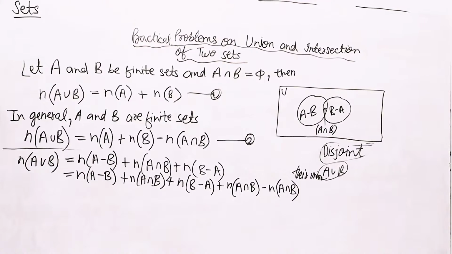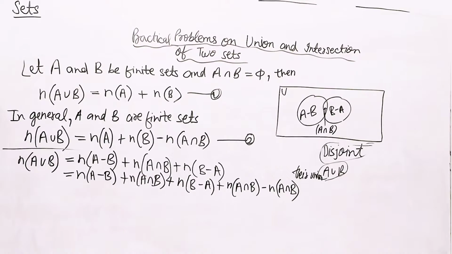So in the first we had the number of elements in A minus B plus n of A intersection B plus n of B minus A, and then we just repeated that pattern. So the number of elements in A minus B plus the number of elements in A intersection B plus the number of elements in B minus A.